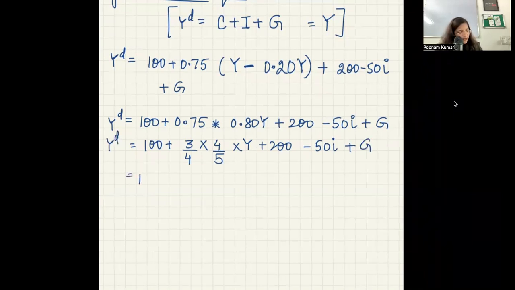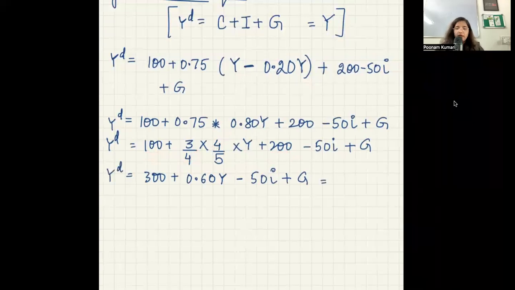तो यहाँ पे ये value क्या हो गई? You have 100 here and 200 here. It becomes 300. ठीक है, 100, 200, 300. And then you have this. So 4 and 4 get cancelled. You have 3 by 5, meaning 0.60y. Okay. And then this is minus 50i plus G. This is your aggregate demand. And this should be equal to the aggregate supply to get the equilibrium, right?